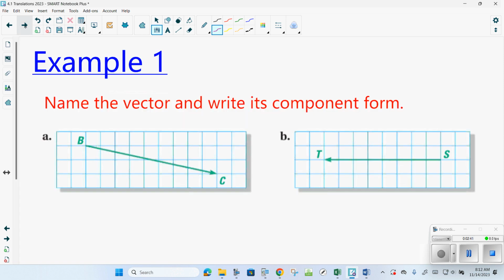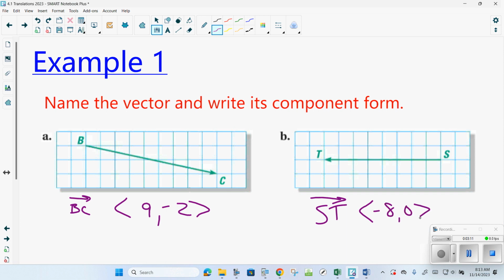So here we go. Write the name and the vector. So B to C. So it looks like a ray. And in component form, this is going 9 units to the right. So 9. And it's going down 2. Next one, we're going from S to T. 1, 2, 3, 4, 5, 6, 7, 8 units to the left, and it's not going up or down, so therefore it's a 0. So this is component form for vectors.